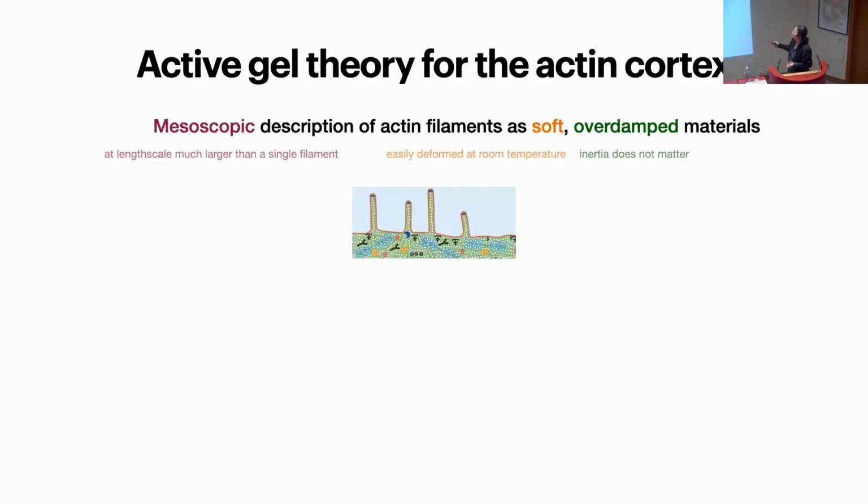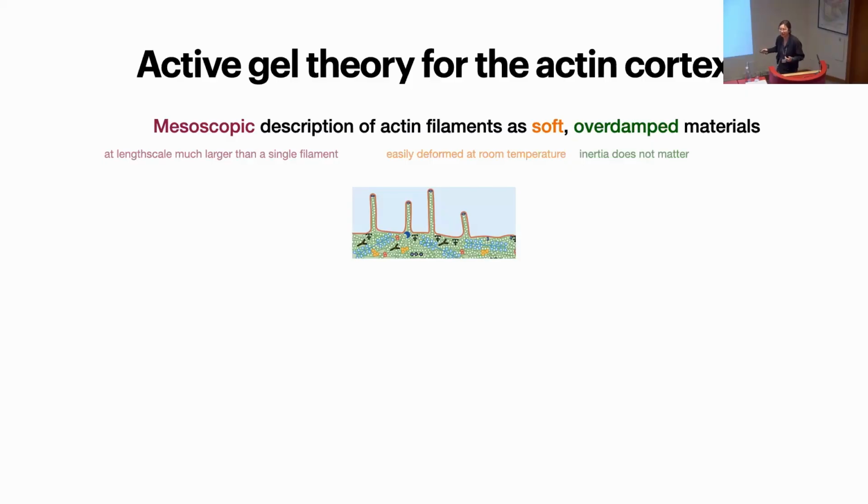Okay, and then to do that, we decided to use active gel theory to describe the actin cortex. So active gel theory, as we heard about plenty in the first day, it's a mesoscopic description of actin filaments as soft, overdamped materials. So by mesoscopic, I just mean that we will look at a length scale that's much larger than a single filament. So we will not be looking at the details of the treadmilling of the myosin fibers on the actin filaments. And then I'm sure we all know what soft is and overdamped is, so I won't explain.